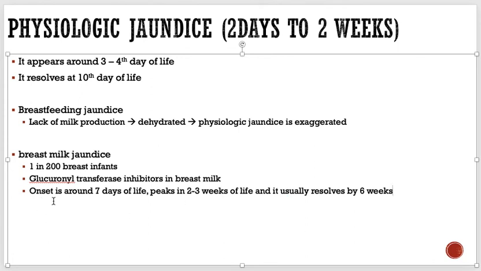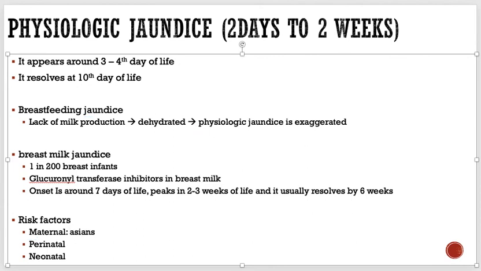Okay, so risk factors, guys. If we talk about the risk factors of physiological jaundice, there are many risk factors which can lead to physiological jaundice. For example, maternal risk factors, then perinatal factors, as well as neonatal factors. So what are the maternal risk factors which can lead to jaundice?